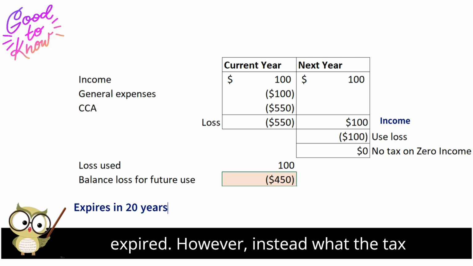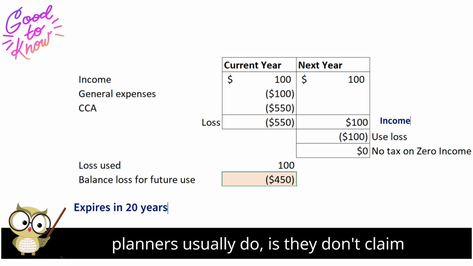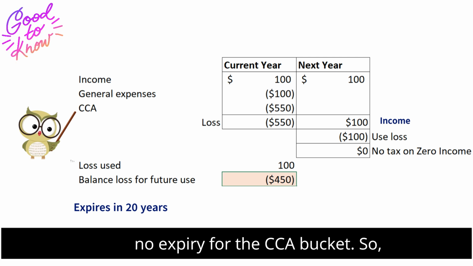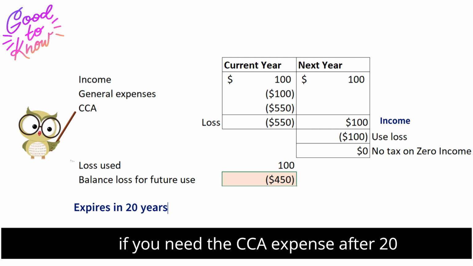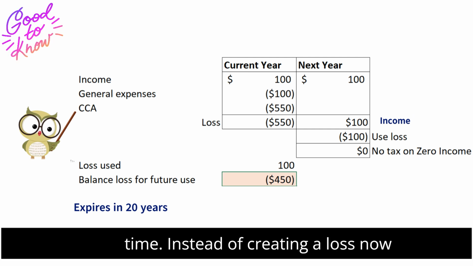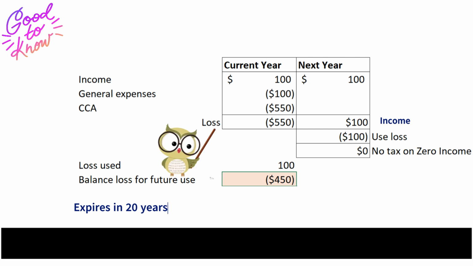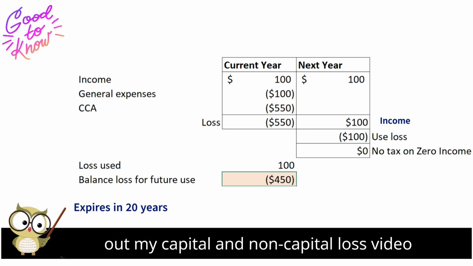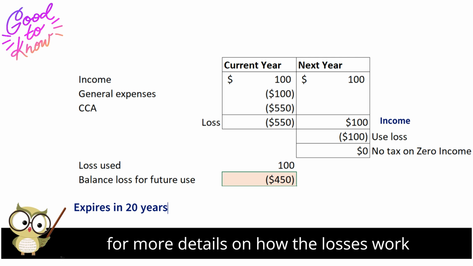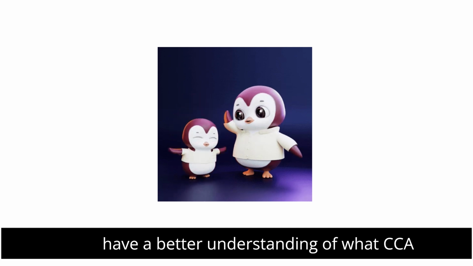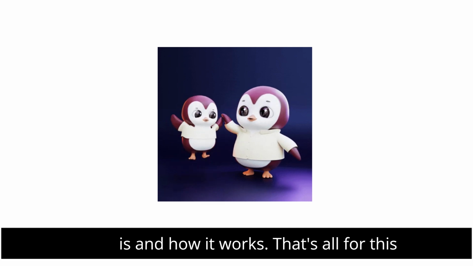However, what the tax planners usually do instead is they don't claim CCA if they don't have to, as there is no expiry for the CCA bucket. So, if you need the CCA expense after 20 years, then you can claim it at that time. Instead of creating a loss now and having a ticking time bomb for its expiry, we can save it for future. Check out my capital and non-capital loss video for more details on how the losses work and for some tax planning tips. Hope you have a better understanding of what CCA is and how it works.